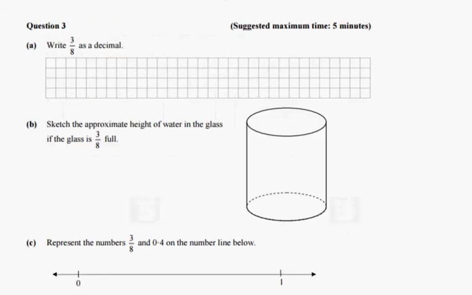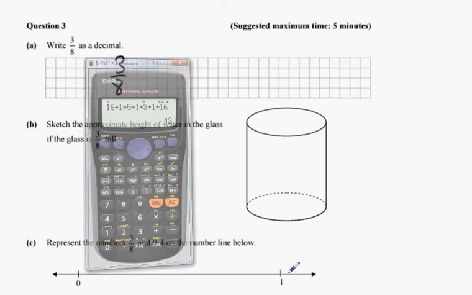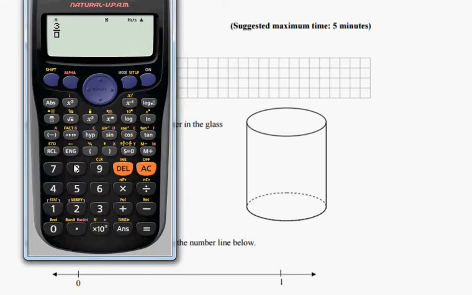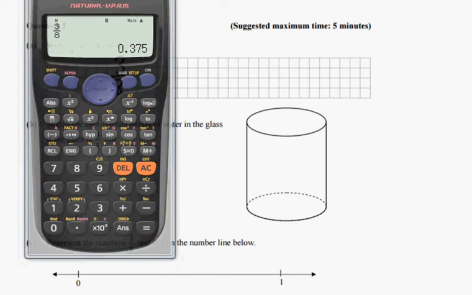Okay, moving on. Write 3/8 as a decimal. Just get out the calculator. 3 divided by 8. What you're going to get here is 0.375.